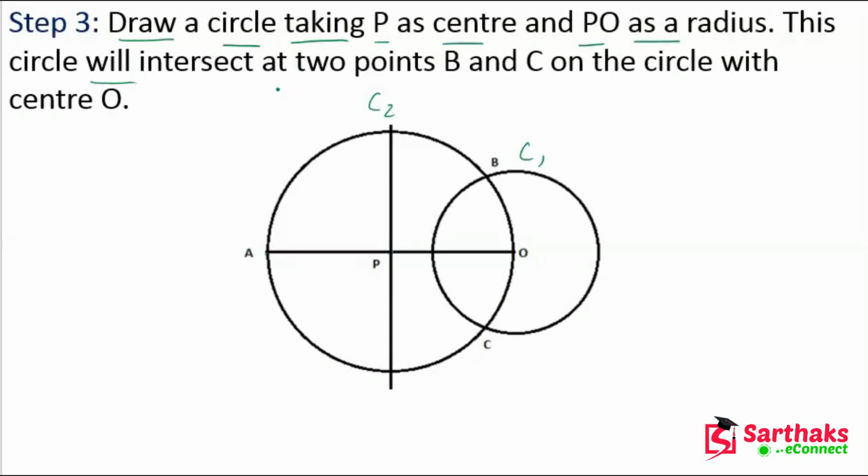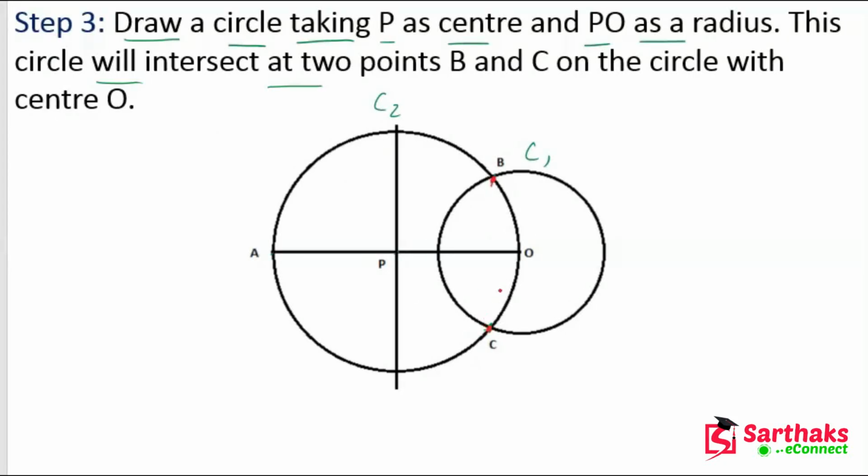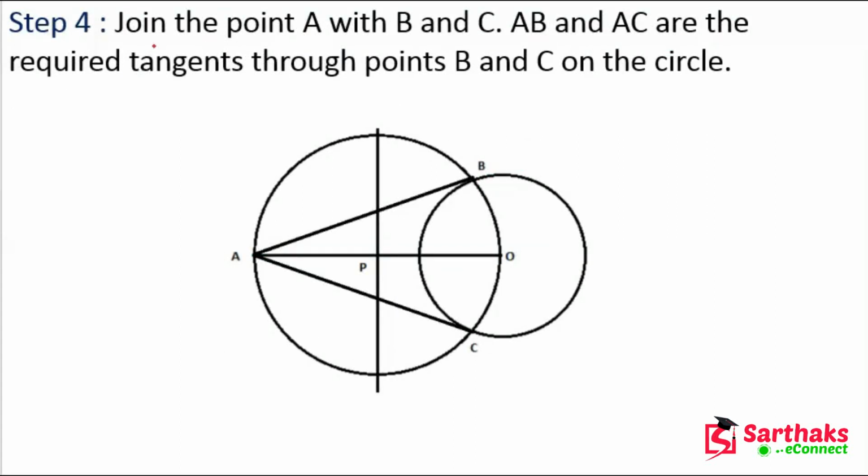So this circle C2 will intersect C1 at 2 points, at C and B. So we have 2 intersecting points B and C on the circle with center O. And the fourth step is join the point A and B, A and C. We have to join the points A with B and A with C. So AB and AC are the required tangents through points B and C on the circle.